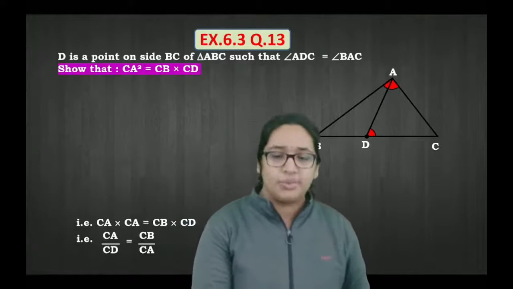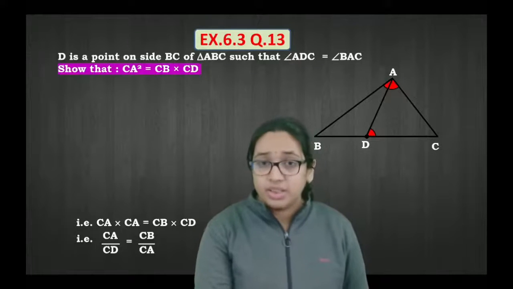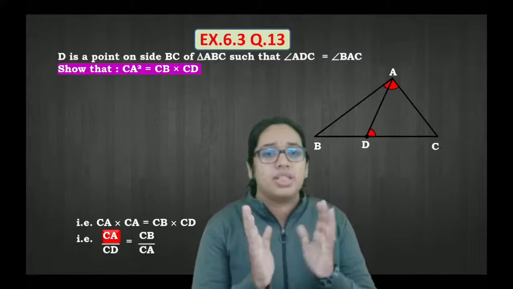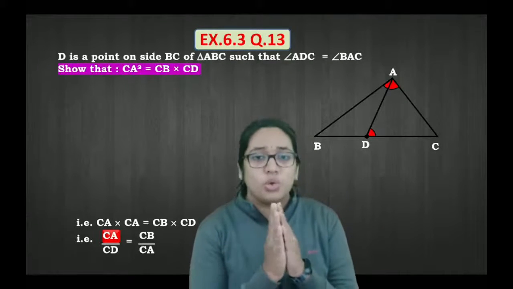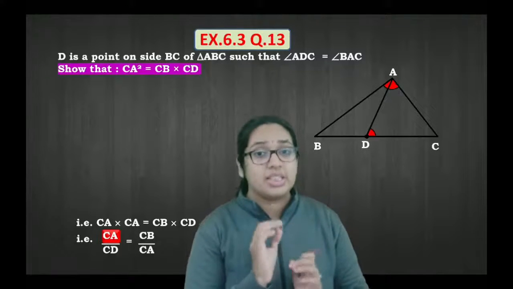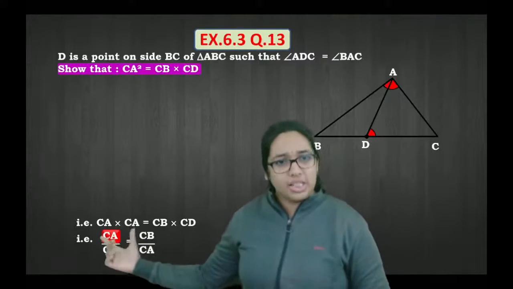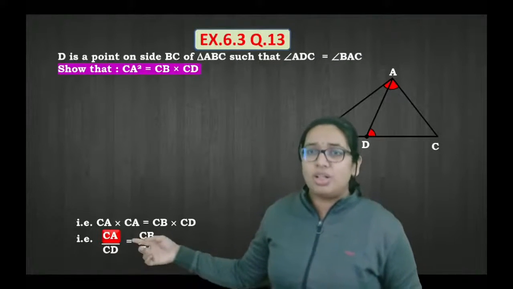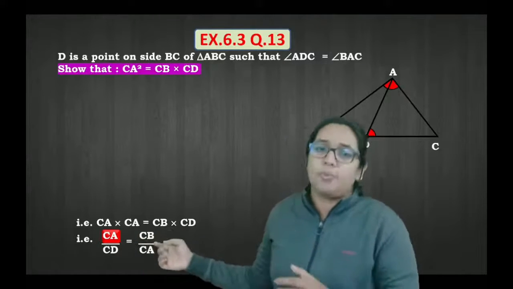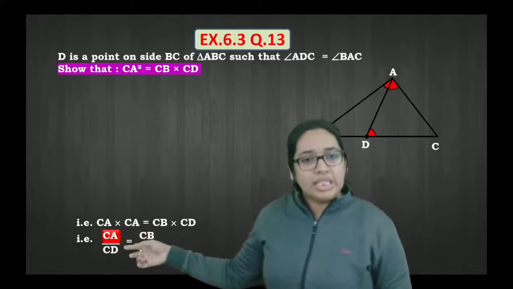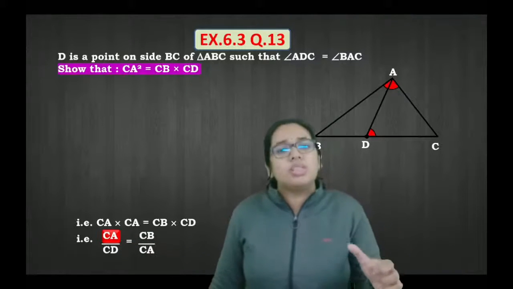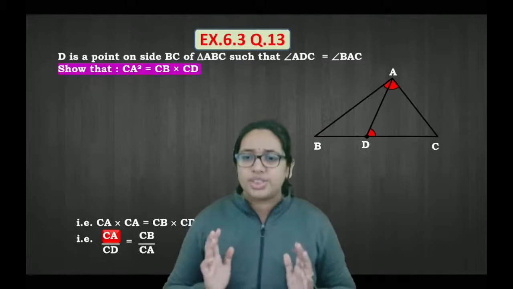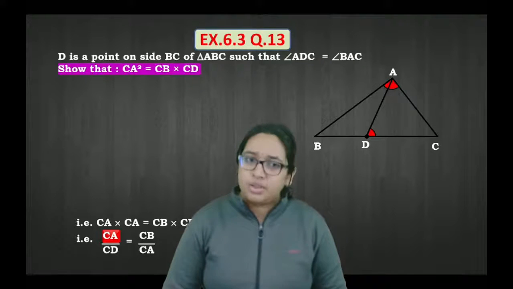Clear with this? Getting this one? Do you understand what you have to prove? They only said show that CA square is equal to CB into CD, so we split it a bit: CA square, which is nothing but CA into CA, is equal to CB into CD. You are used to seeing A upon B is equal to C upon D. So in that way we write CA upon CD is equal to CB upon CA. If we can prove this one, then we are done with this question, right? Clear? Okay.